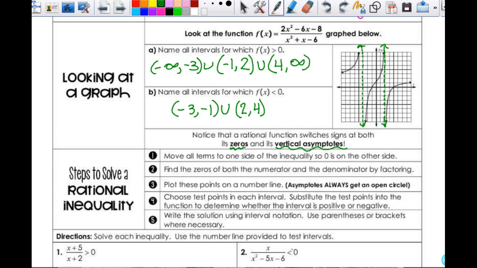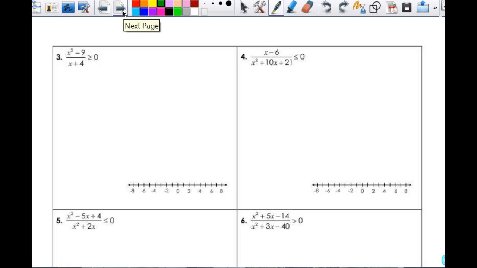So we're not going to do every single example. We're actually going to skip 1 and 2, so you can go ahead and flip it over on the back. And we're going to start with number 3. Okay. So the first thing I have to do is factor.